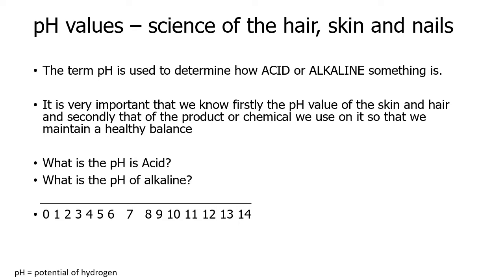So what is the pH of acid and what is the pH of alkaline? Underneath you can see a number line. It goes from 0 all the way up to 14. In the middle there is the number 7. pH means the potential of hydrogen.